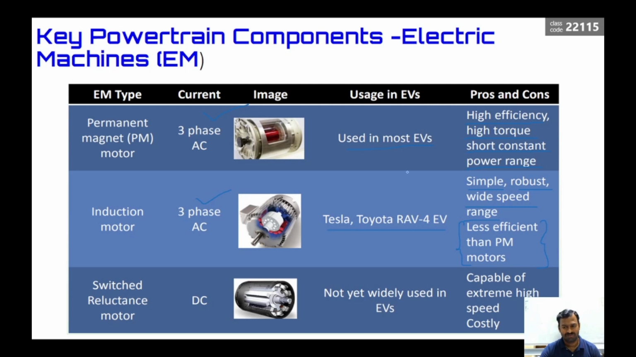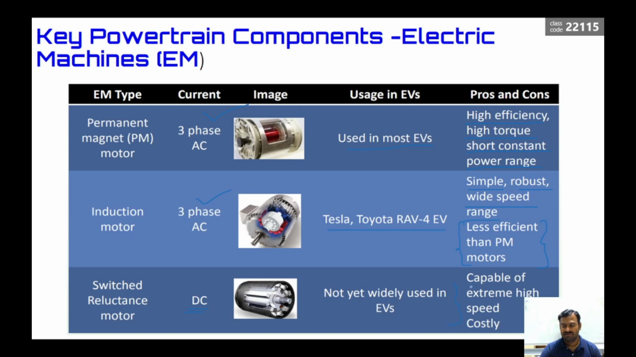It is not a very inefficient motor, but compared to the permanent magnet motors, the induction motors have less efficiency. And the third option is a switched reluctance motor. The supply we need to feed to the motor is DC, and it is still in the evolving stage only, so it is not widely used.